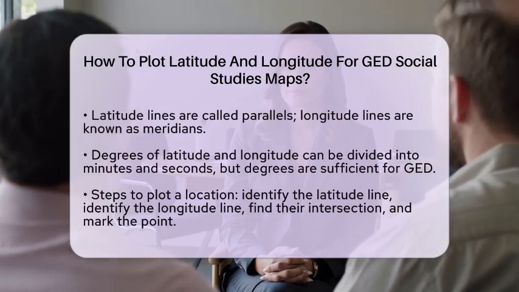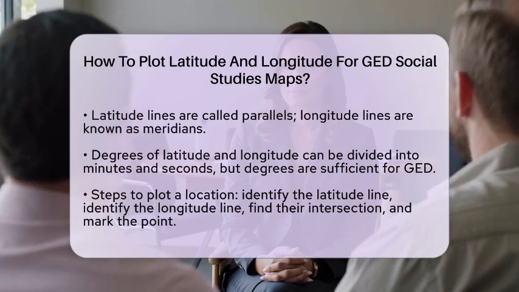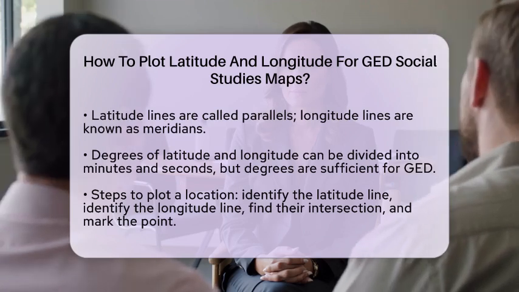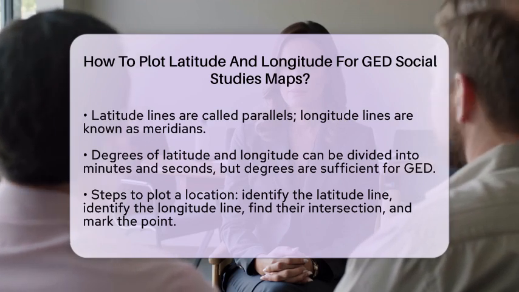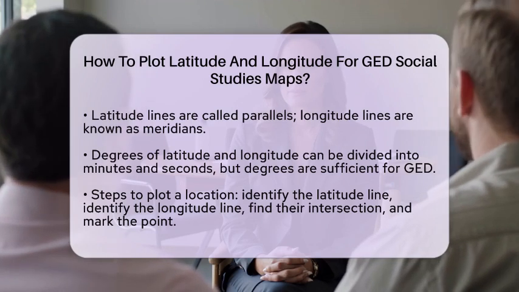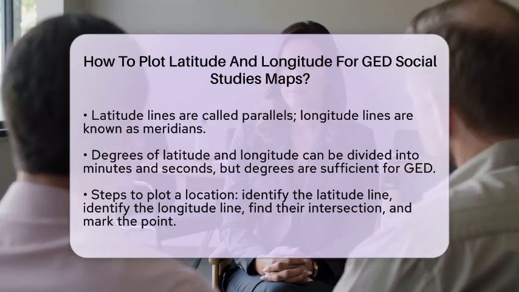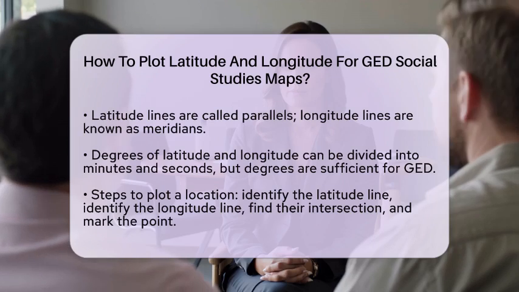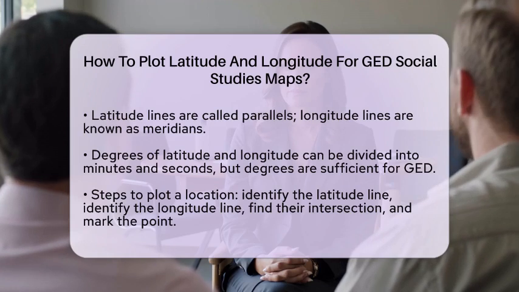Here's how to plot a location on a General Educational Development social studies map. 1. Identify the latitude line on the map that matches the latitude coordinate. 2. Identify the longitude line on the map that matches the longitude coordinate. 3. Find the point where these two lines intersect. Mark that point as the location.